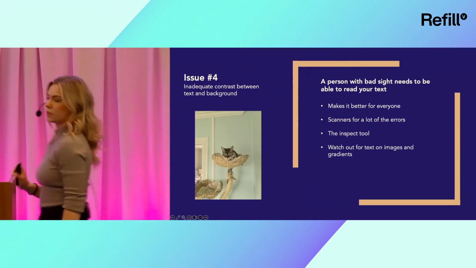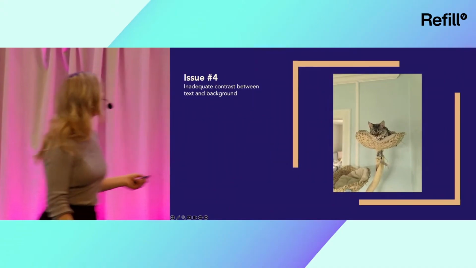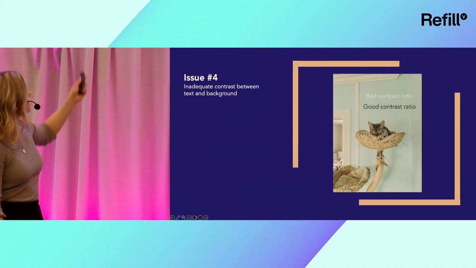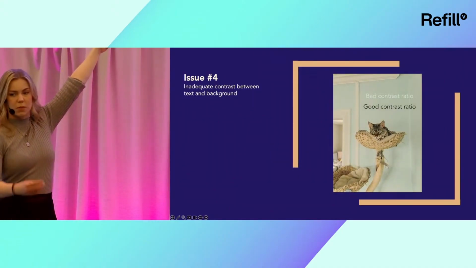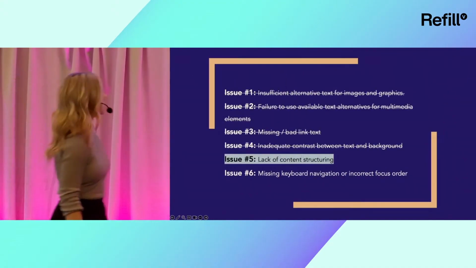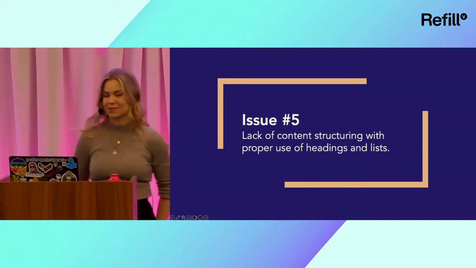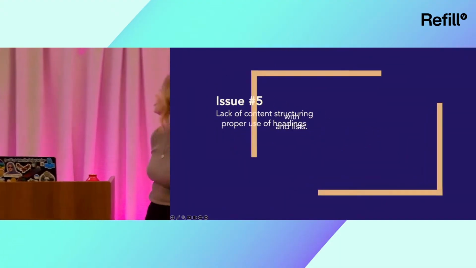But remember, text on images and gradients is not that easily caught with just computer tools. So you have to manually check all the colors in the background of an image up against the text color you have put on top of it. Issue number 5, insufficient content structuring, with lack of proper use of headings and lists.